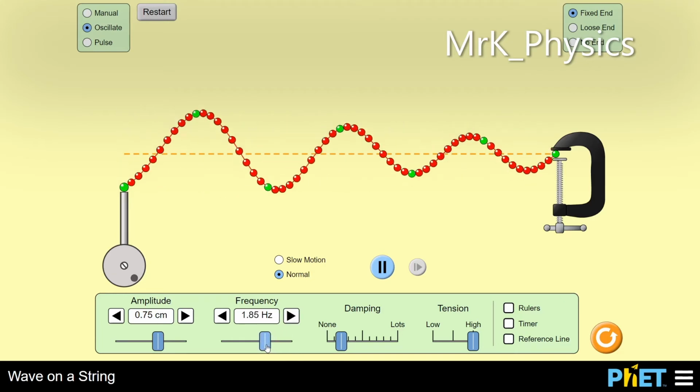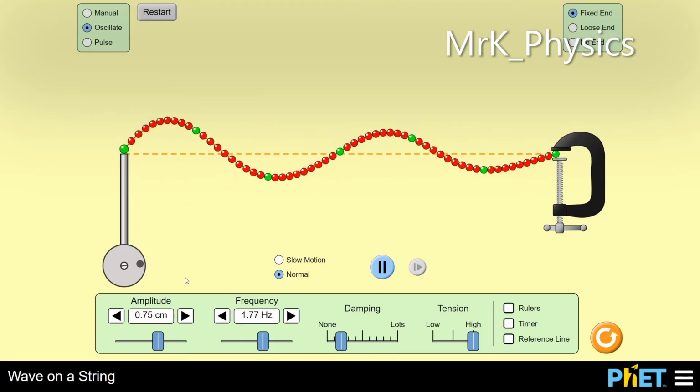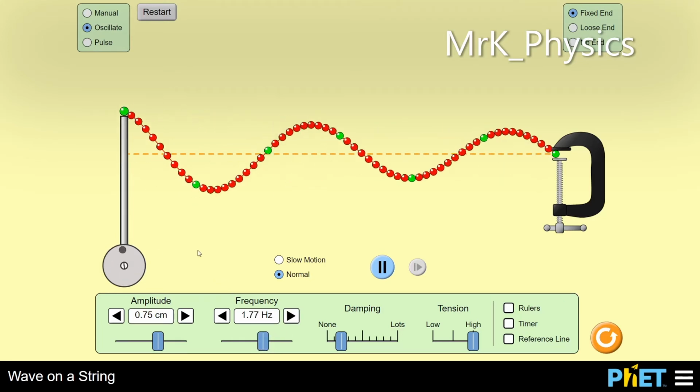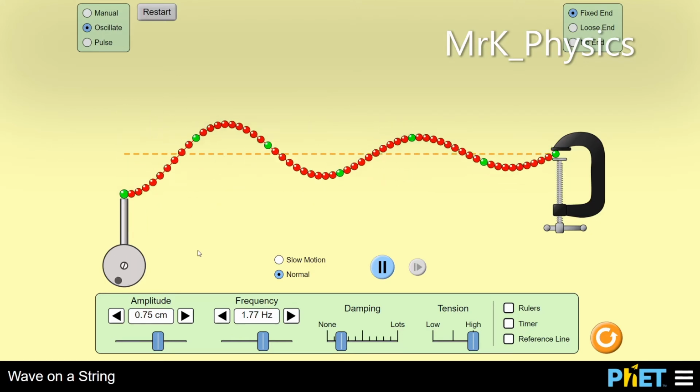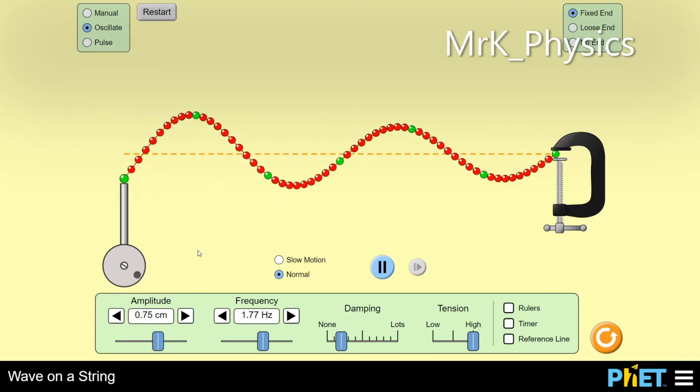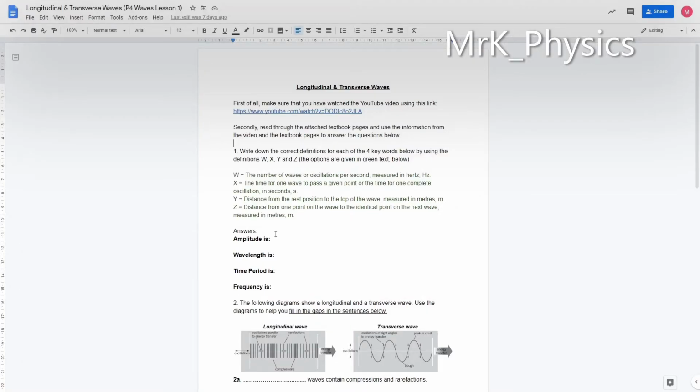So let's go back to those definitions and have a look at trying to understand what each definition is, and use what we've just learned from the simulator and apply that. So amplitude, out of these, think about what happened when we increased the amplitude. The waves looked like they were a lot bigger, and that's essentially then saying y, which is the distance from the rest position to the top of the wave.